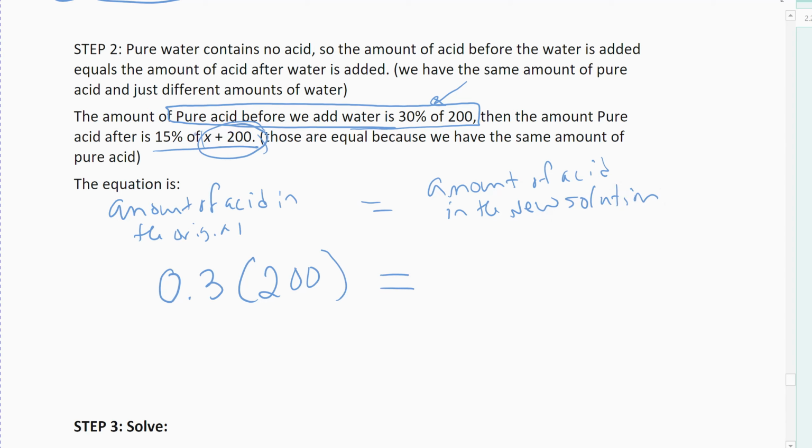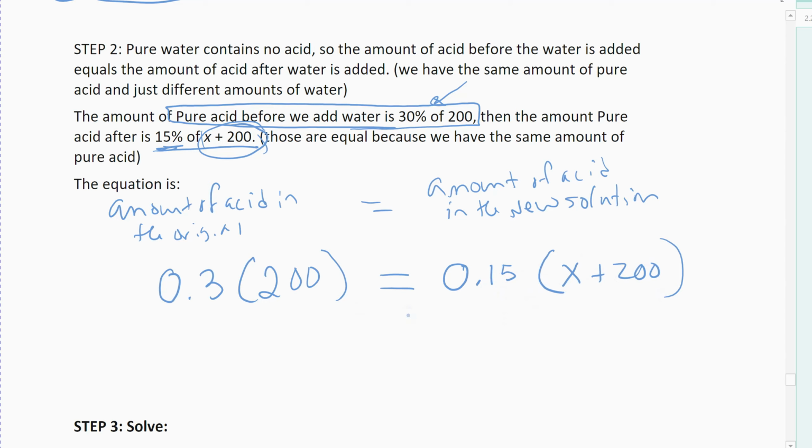So I started with 200. I added water to make it 15% acidic. I didn't add any acid, so I still have the same amount of acid. But now it's 15% of my new amount. So I changed my 15% to 0.15 and multiply it by the new amount of water and acid. So I add x plus 200. That's how much more water I have. And those are the same.